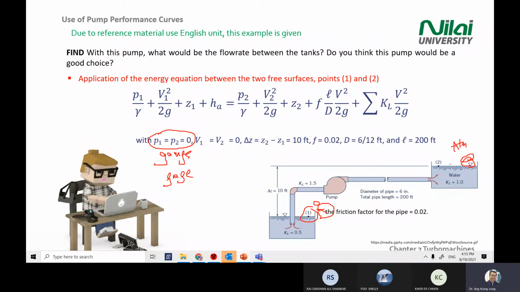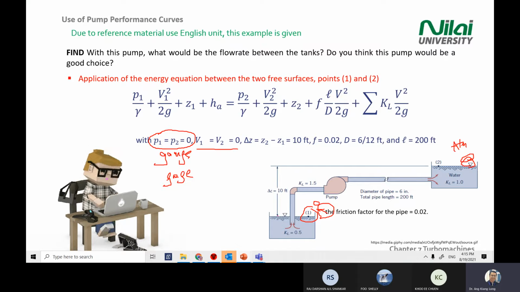And also, we assume that we are having a large surface. Regarding the pressure, as long as the surface is exposed to atmospheric, we will get 0 for the gauge pressure. All right, and then for the velocity, why 0? Why is the velocity at this point 0?